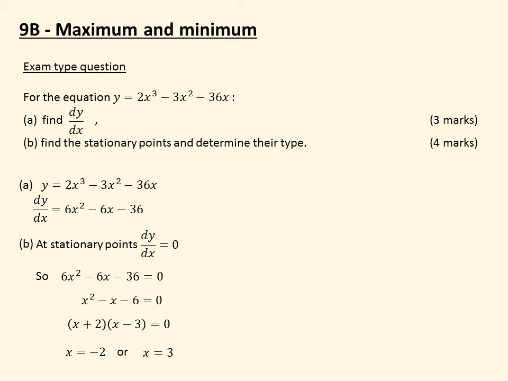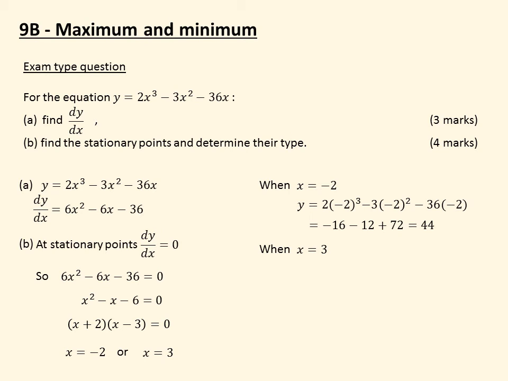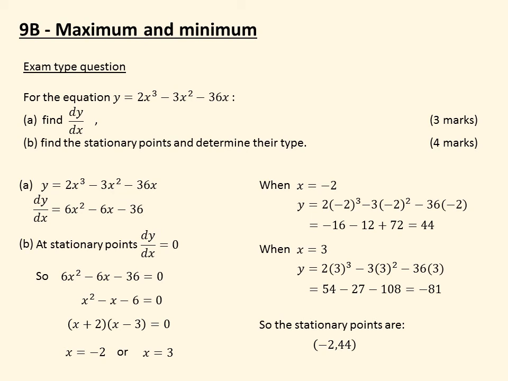But we need to know the coordinates, so we also need to find the y value. But we have an expression for y, so if we put x equals minus 2 into the expression for y, we get out 44. If we put x equals 3 into the expression, we get out a value of minus 81. So the stationary points are (-2, 44) and (3, -81).